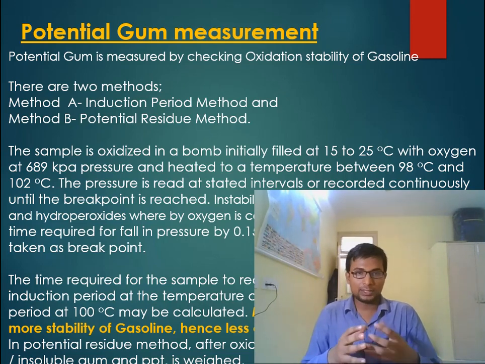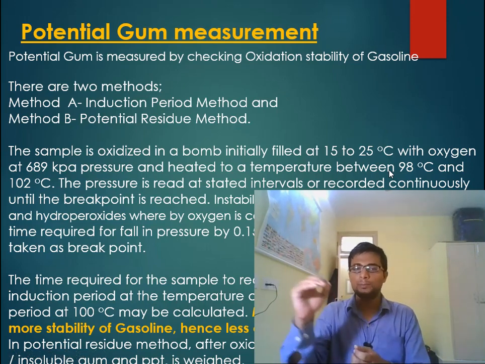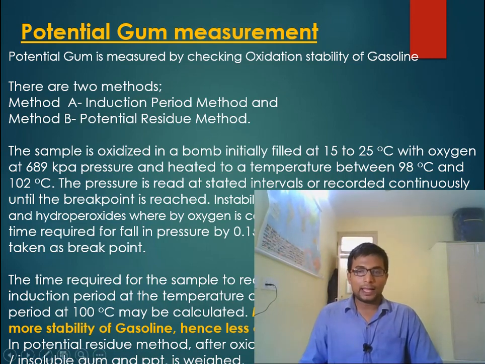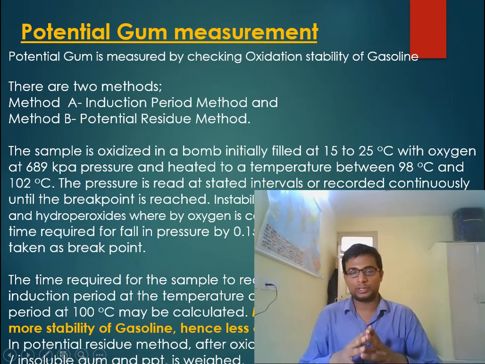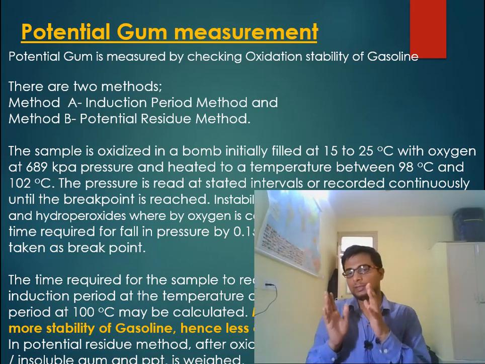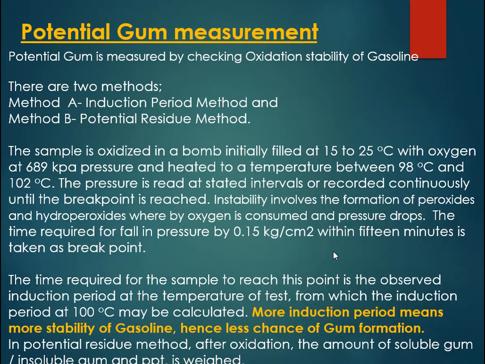So if there is a potential gum forming tendency, what will happen? Petrol components will start reacting with oxygen, so the oxygen pressure should reduce. During this experiment, we keep noting down the pressure of oxygen at different intervals of time, and the time required for a fall in pressure of 0.15 kg per centimeter square within 15 minutes is called the break point. If within 15 minutes the pressure reduction is 0.15 kg per centimeter square, then we call it the break point.